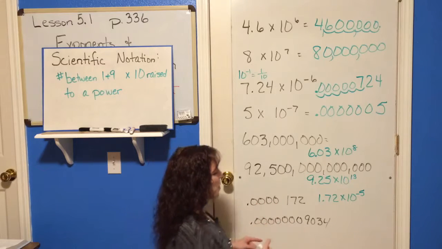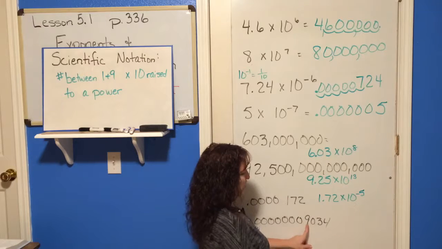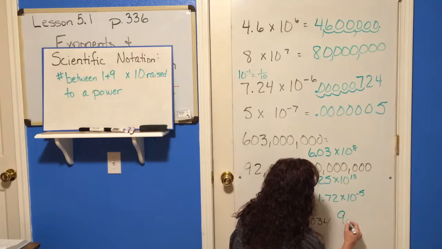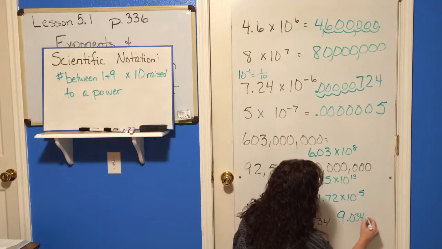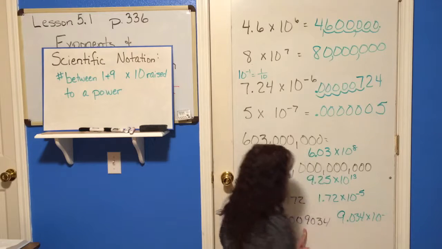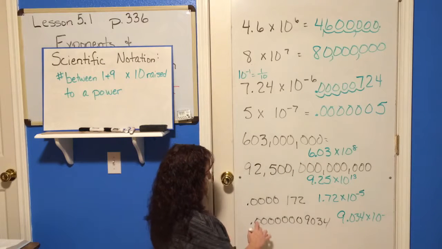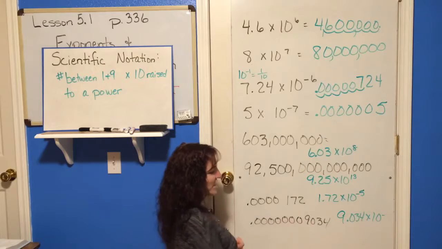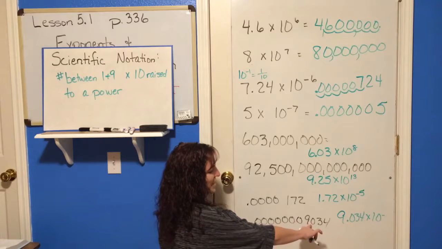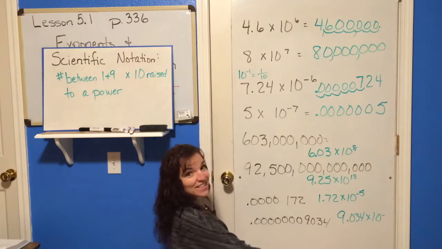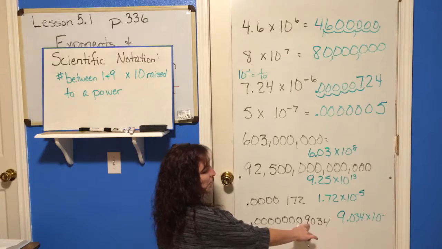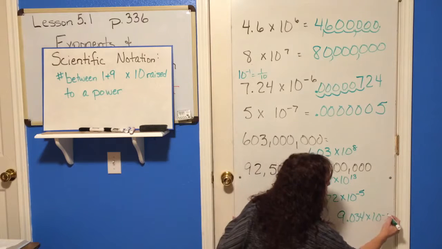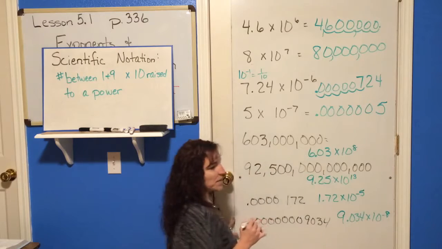All right, last one. Same thing, 9.034 times 10. It's going to be a negative number because it's very, very small. 1, 2, 3, 4, 5, 6, 7 zeros. So it's going to be to the negative 8 because we've got to get it past the non-zero number of 9. So negative 8 is our exponent.